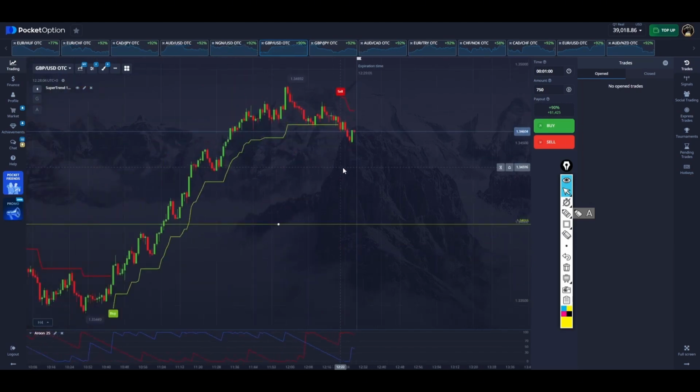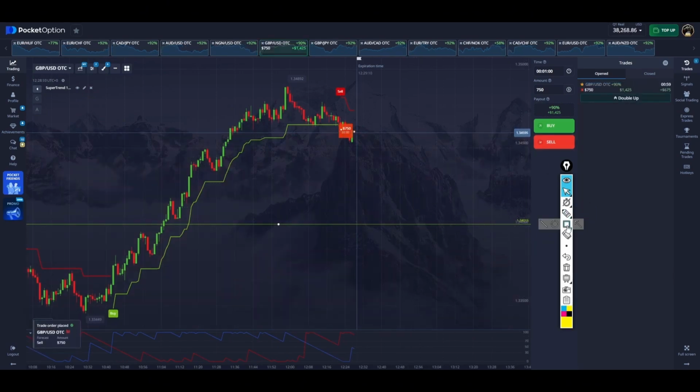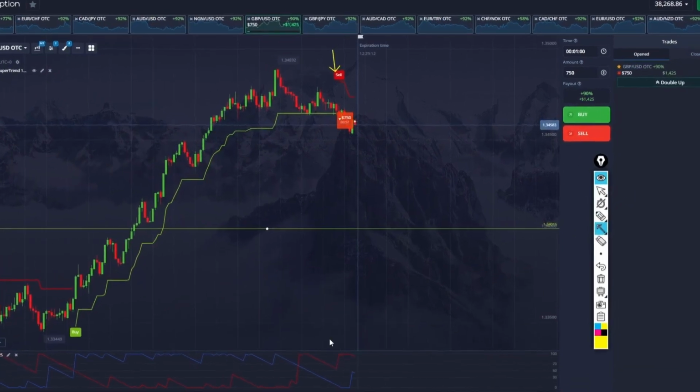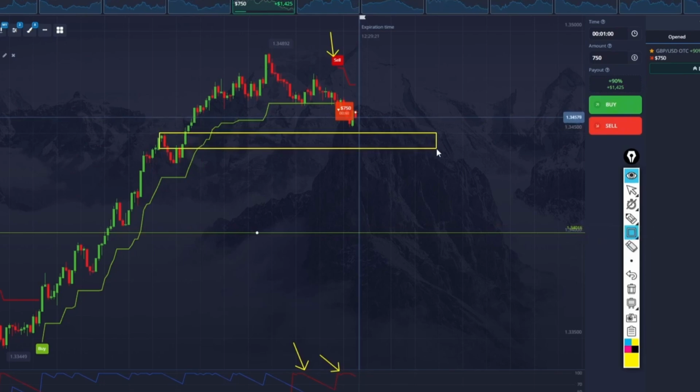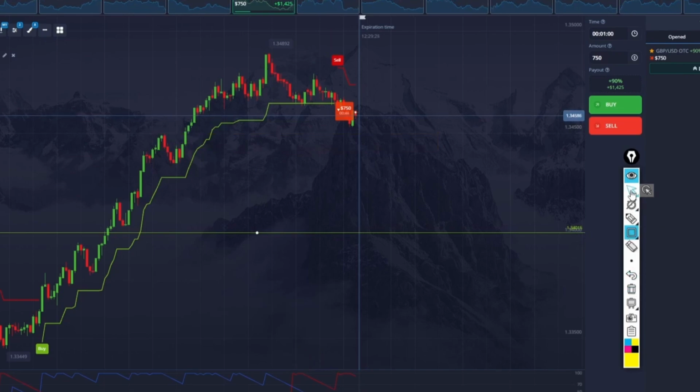Let's focus on this pair, British pound, US dollar. I'm opening a sell trade because the Supertrend shows a signal and the Aroon indicator also indicates seller dominance. Once again, this trade is slightly counter trend, but there is room for the price to move a bit lower. Let's see how the price reacts. We need to observe it for a bit.